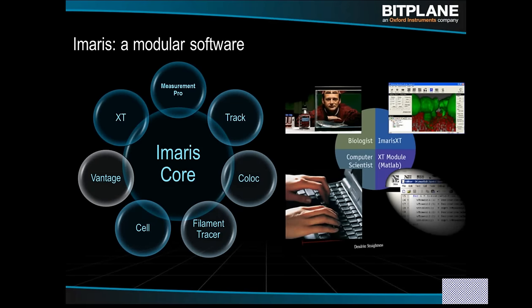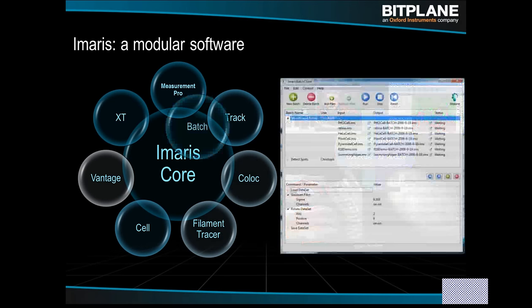And so you can take what we've written and modify it, or write something from scratch, but it allows you to take the software in a direction that's much more specific than maybe a commercial entity like Bitplane can take it. So those are all of the modules that are part of Imaris.